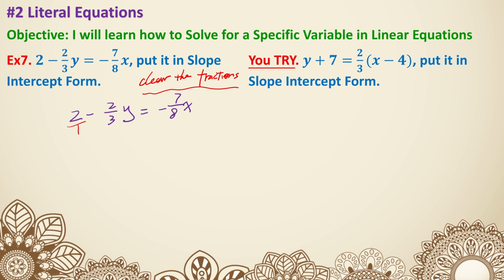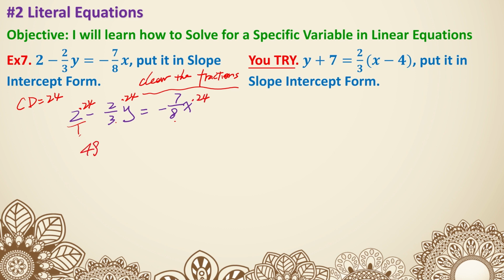So we need the common denominator. That's a 2/1. So we're finding the common denominator for 1, 3, and 8. But the 1, we don't have to count it. So it's just the 3 and the 8. The common denominator is 24. So we are going to multiply everything by 24 first.